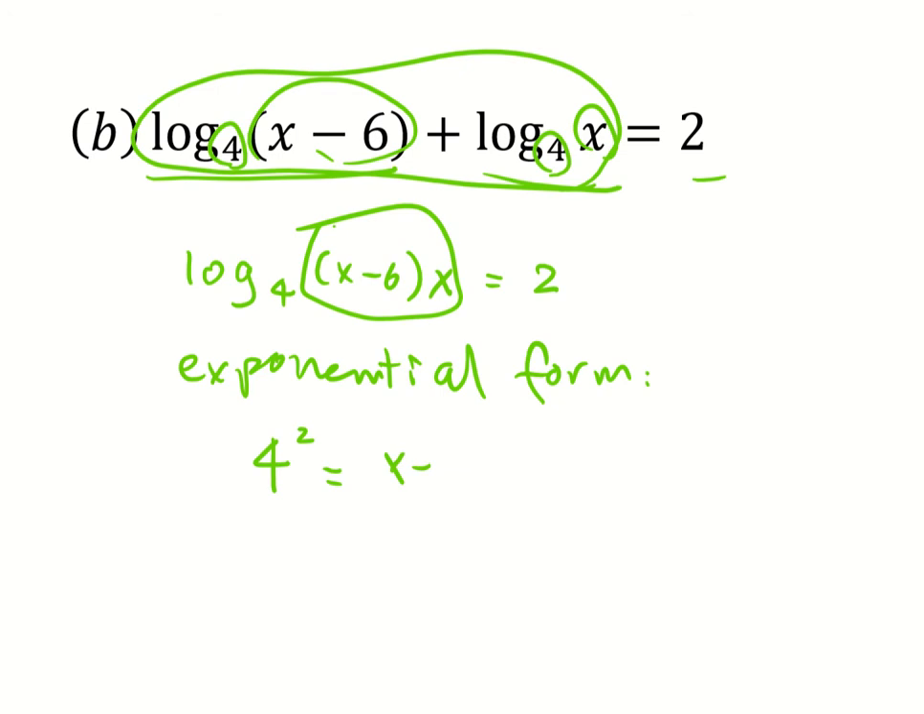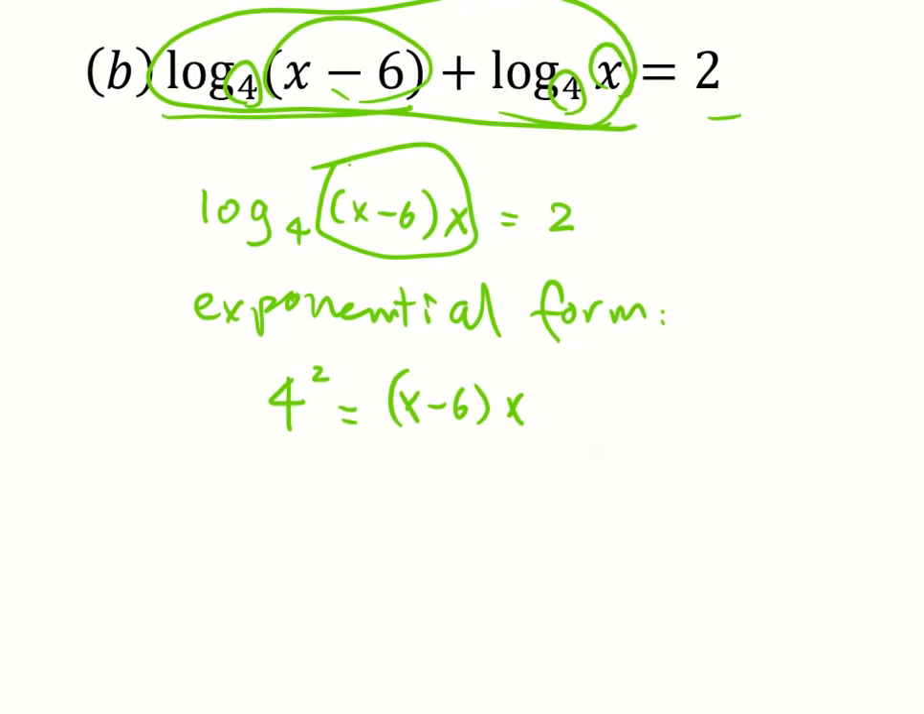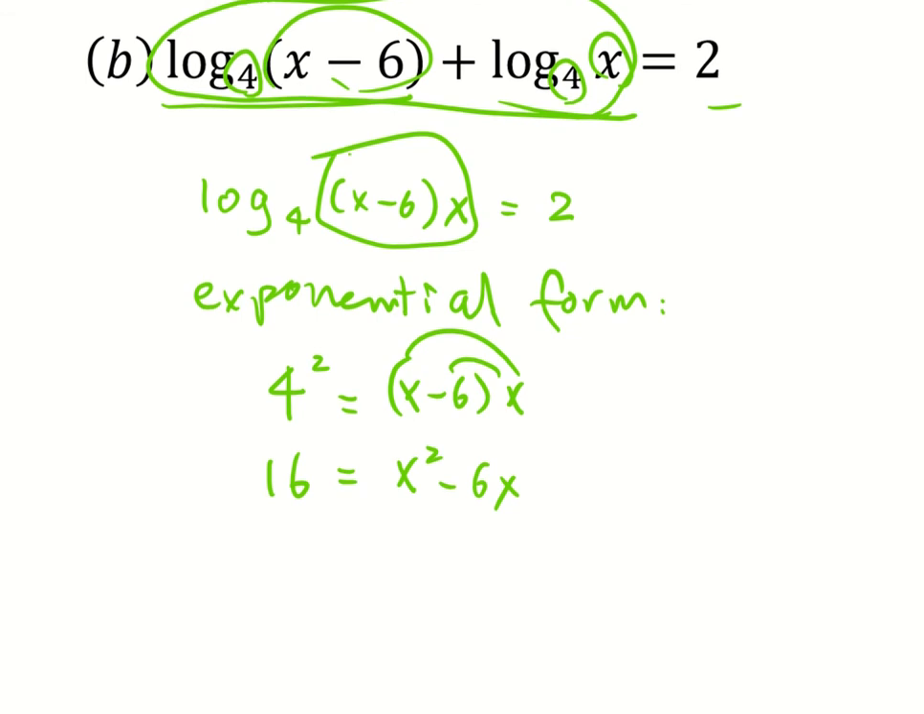It's x minus 6 times x. Okay, so first of all, on the left side, 4 squared is 16 equals, distribute, you have x squared minus 6x. We have a quadratic equation here. We know to solve a quadratic equation, you want to move everything to one side and leave the other side 0. So I'm going to subtract 16 on both sides. So I have 0 equals x squared minus 6x minus 16.